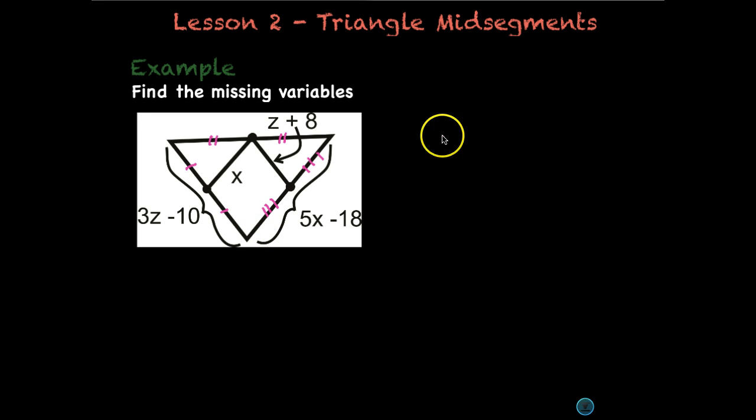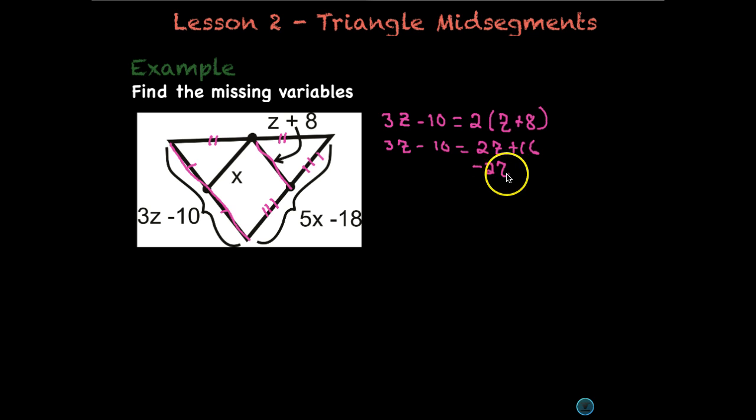Okay, so where do we want to start? Let's go ahead and start with z. So again, we just need to build a relationship, and we know that this midsegment is half of the bottom. Or we can say that the bottom is twice the midsegment. So let's start off with 3z minus 10 is going to be equal to 2 times the midsegment, z plus 8. So again, all we need to do is simplify, distribute the 2 and get 2z plus 16.